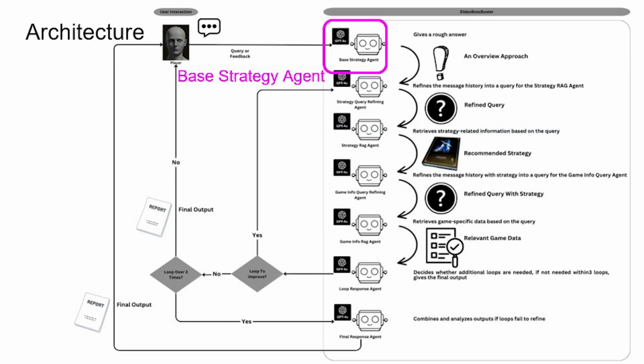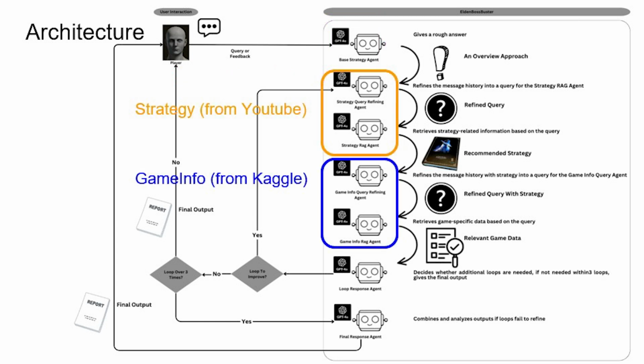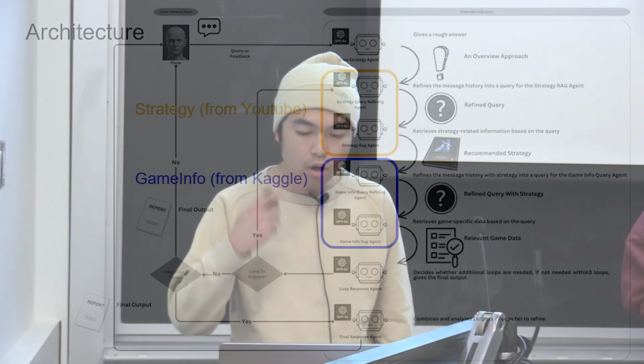Our architecture consists of 7 agents grouped into 4 groups. First, we have the base strategy agent that recommends the strategy based on the player input. Then we have the strategy query agent that generates a query based on the initial query and the recommendation. It tries to add additional details. The new query and the initial recommendation are then passed to the strategy rec agent that generates a more refined recommendation based on the community guide rec database.